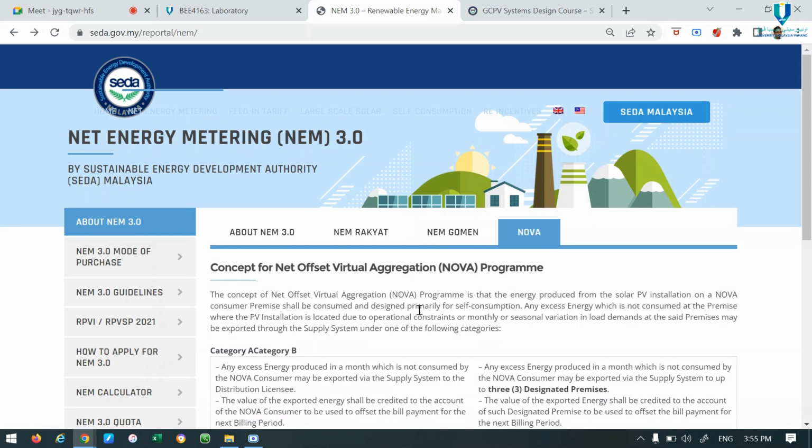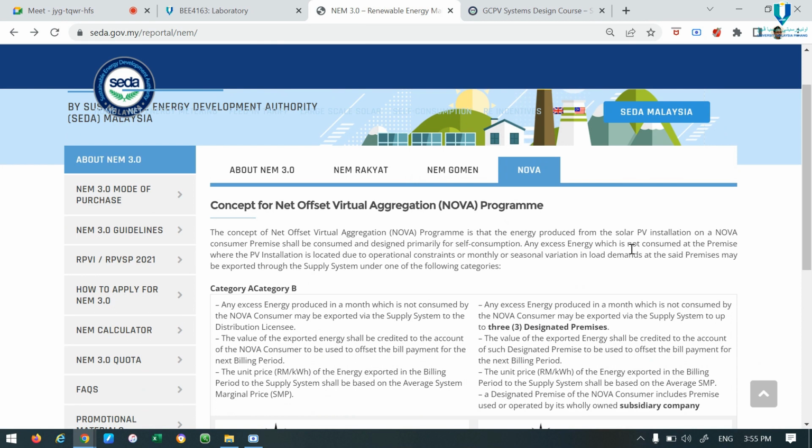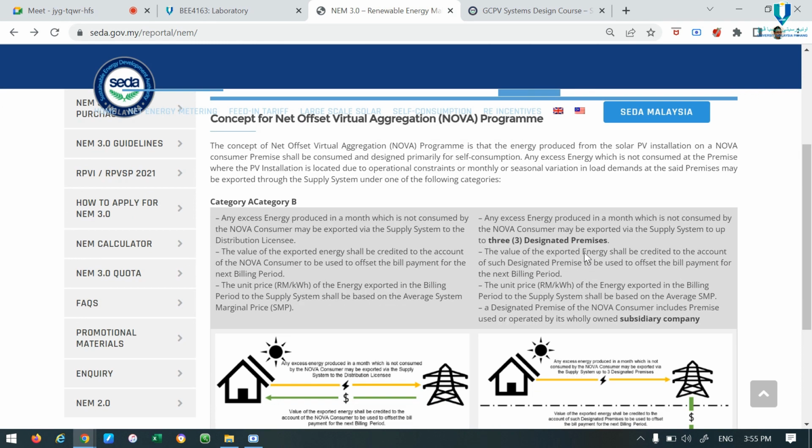As for Nova, it shall be consumed and designed primarily for self-consumption. Any excess energy not consumed at the premise where the PV station is located, due to operational constraints or monthly, may be exported through the supply system under one of the following categories. The additional excess energy not consumed should be credited to the account of the Nova consumer to be used to offset the bill payment for the next billing period.